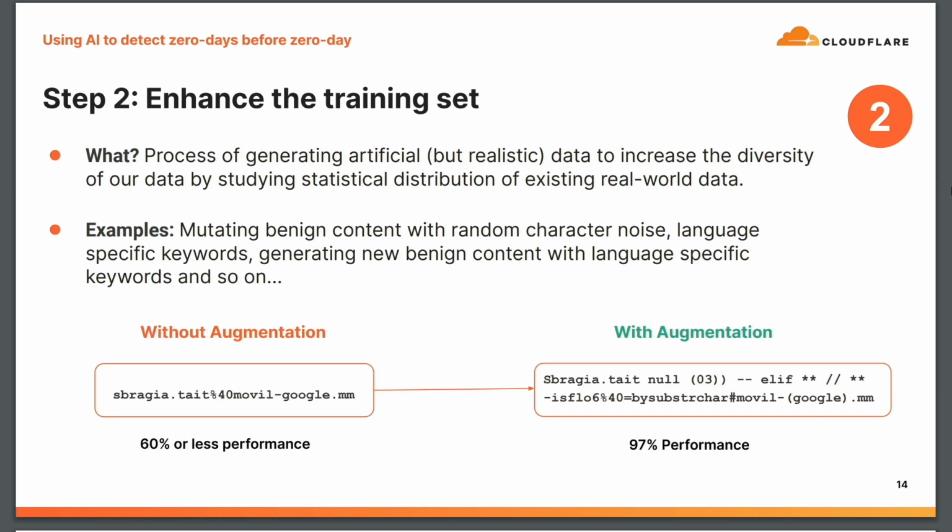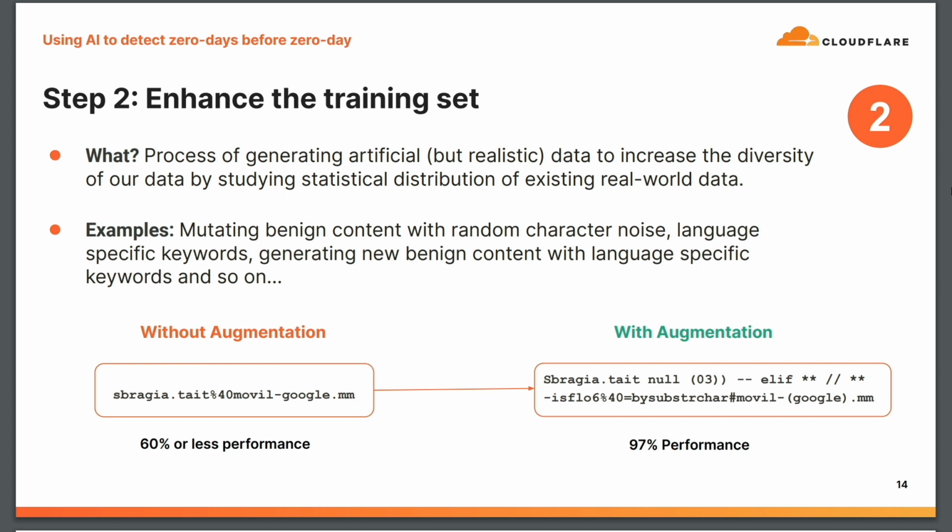Step number 2 is, can we enhance this training data set to make the performance of our model even better? This is an example here. This is true; there is no attack in this example. So the performance here refers to the classification performance: how likely is it that, given this signal, we flag it as malicious or not? Without augmentation it is around 60% or even less. After the augmentation step, we have a staggering difference, and the performance of the classifier is much higher.